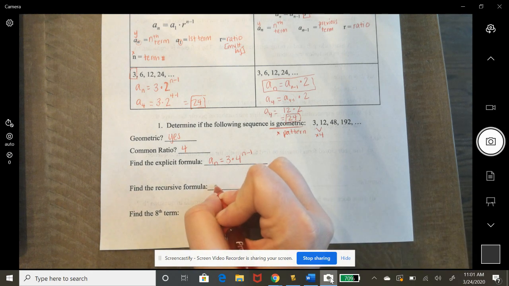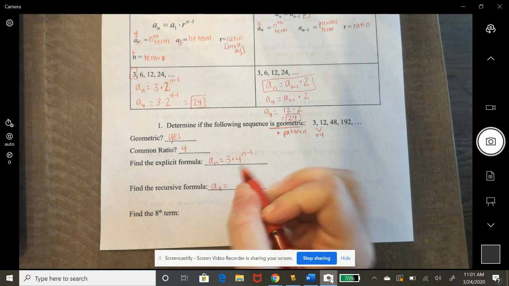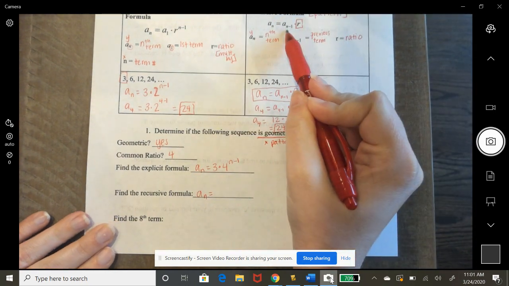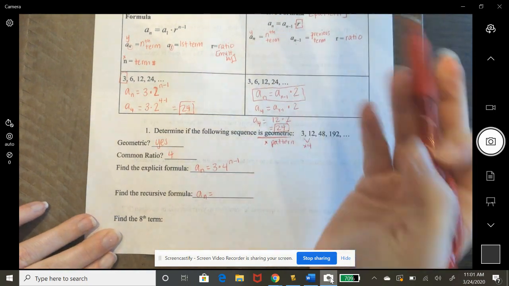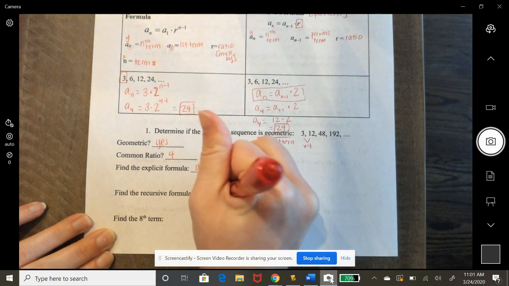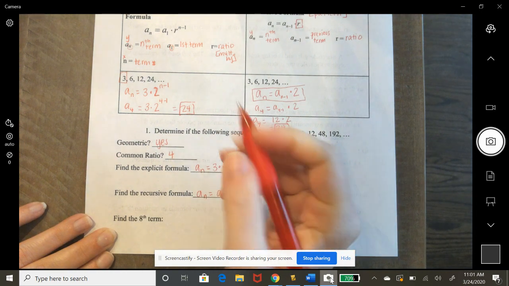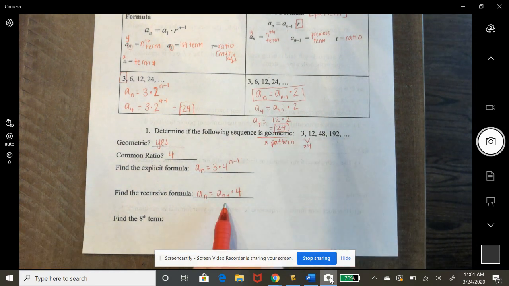And then our recursive formula is A_n equals A sub n minus 1. We don't change that. We're just plugging in the ratio, so times 4. Again, this is just the pattern to get from one term to the next. We multiply by 4.